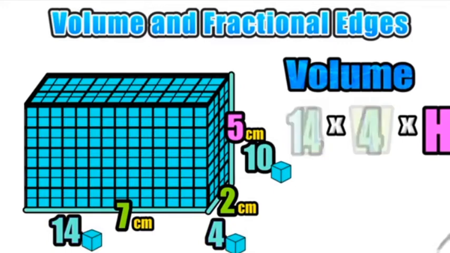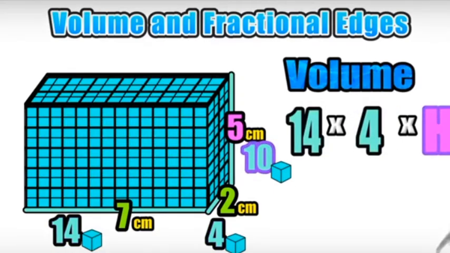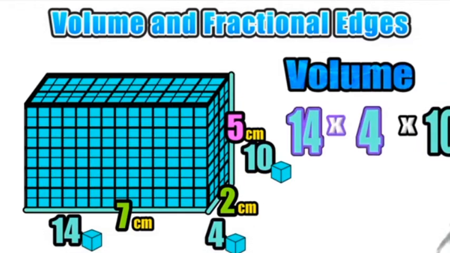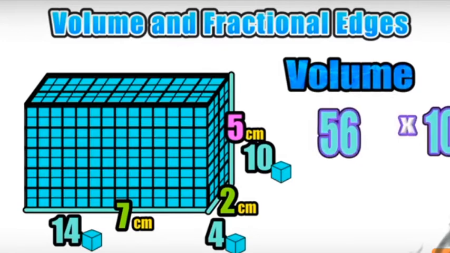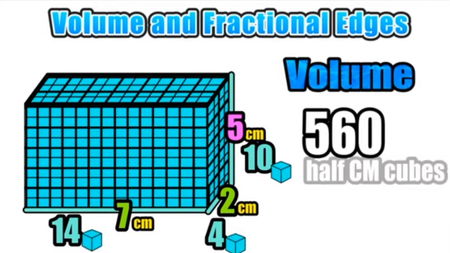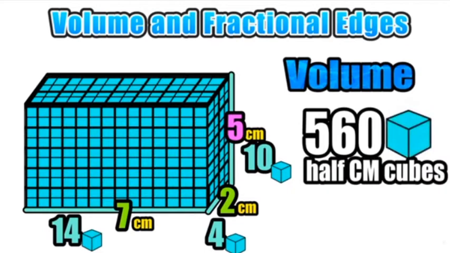So by substituting 14 and 4 in for the length and the width, and substituting 10 in for the height, all we have to do is multiply. In this case, 14 times 4, the area of the base, is 56. Multiplied by 10 is 560. So the volume of the figure expressed in half centimeter cubes is 560.